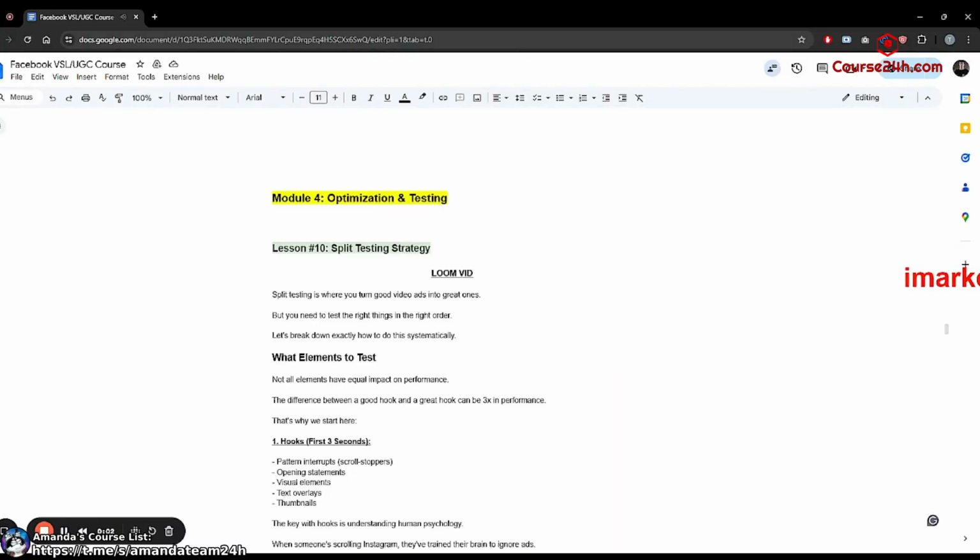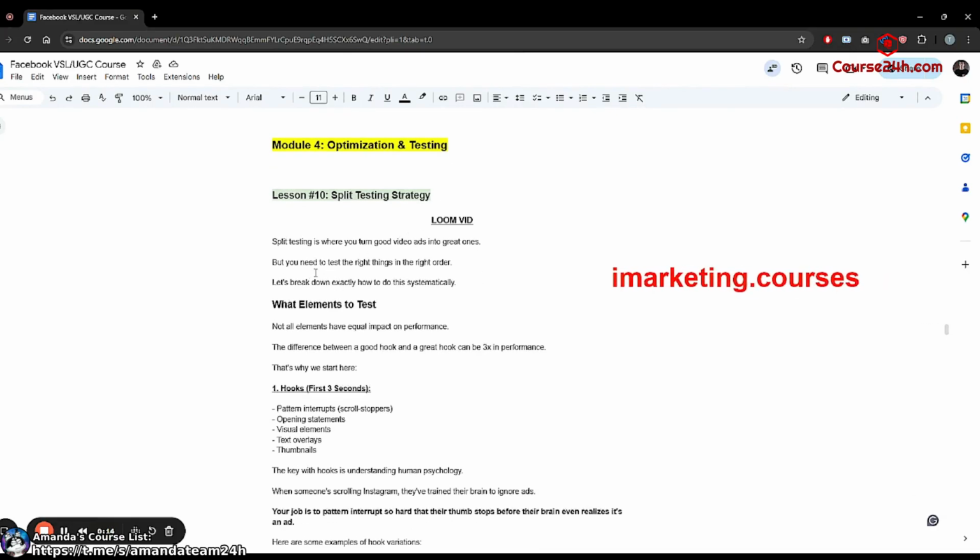Now let's get into optimization and split testing, because writing a video ad script is one thing, but split testing is where you turn good video ads into great ones. But in order to test, you need to test the right things in the right order. So let's break down exactly how to do this systematically.